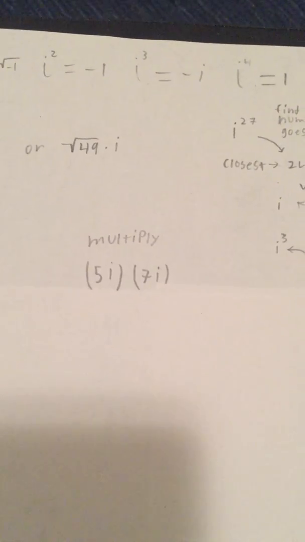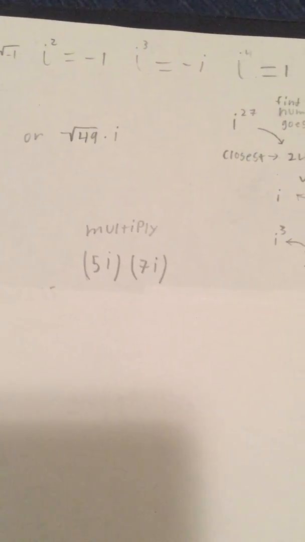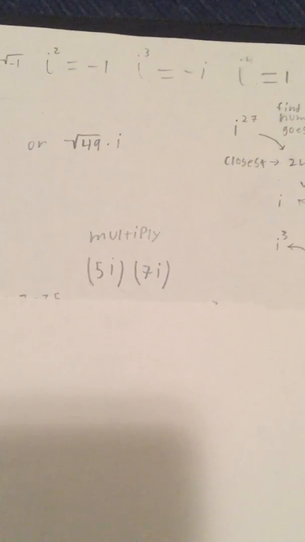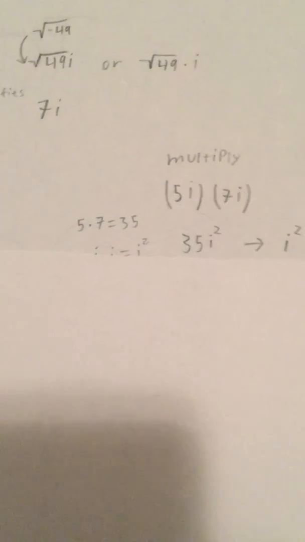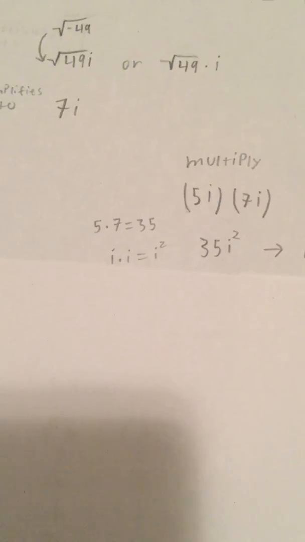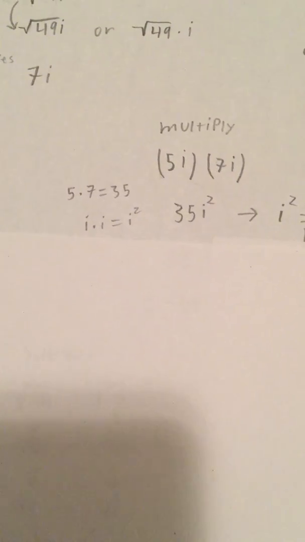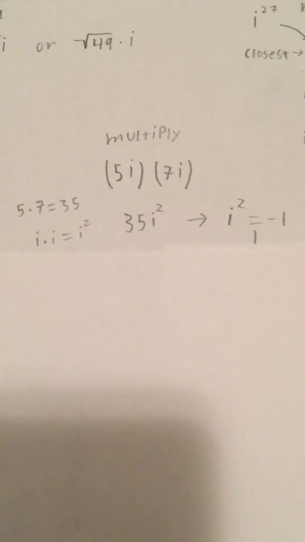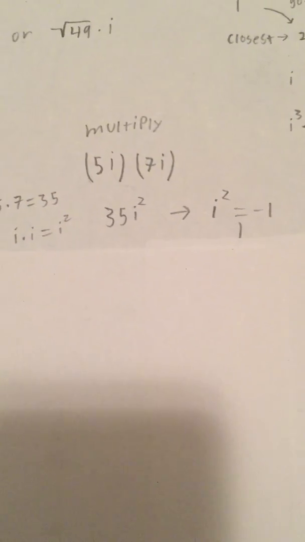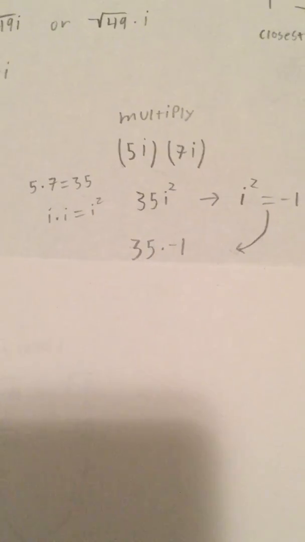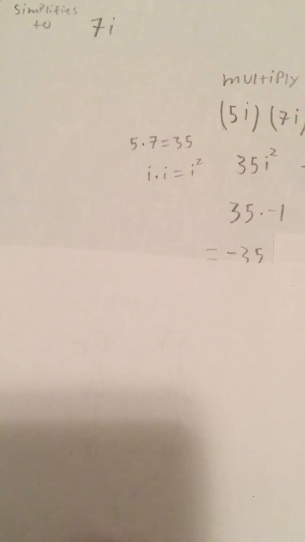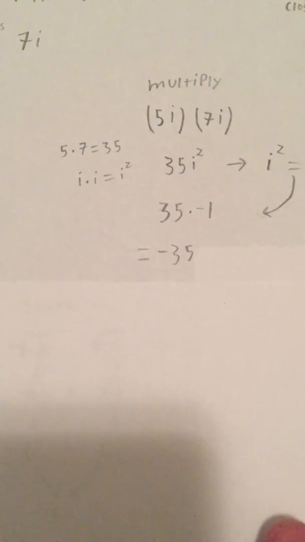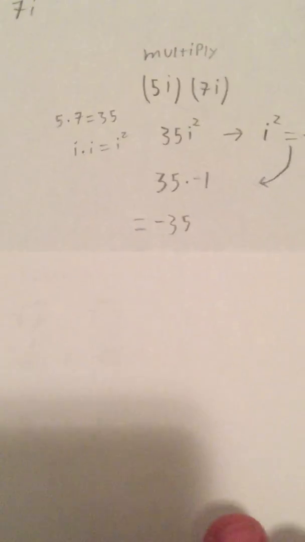Multiplying i would look like this. 5i times 7i would equal 35i squared. This is because 5 times 7 equals 35, and i times i equals i squared. i squared equals negative 1, so this would look like 35 times negative 1. The answer to this would be negative 35.